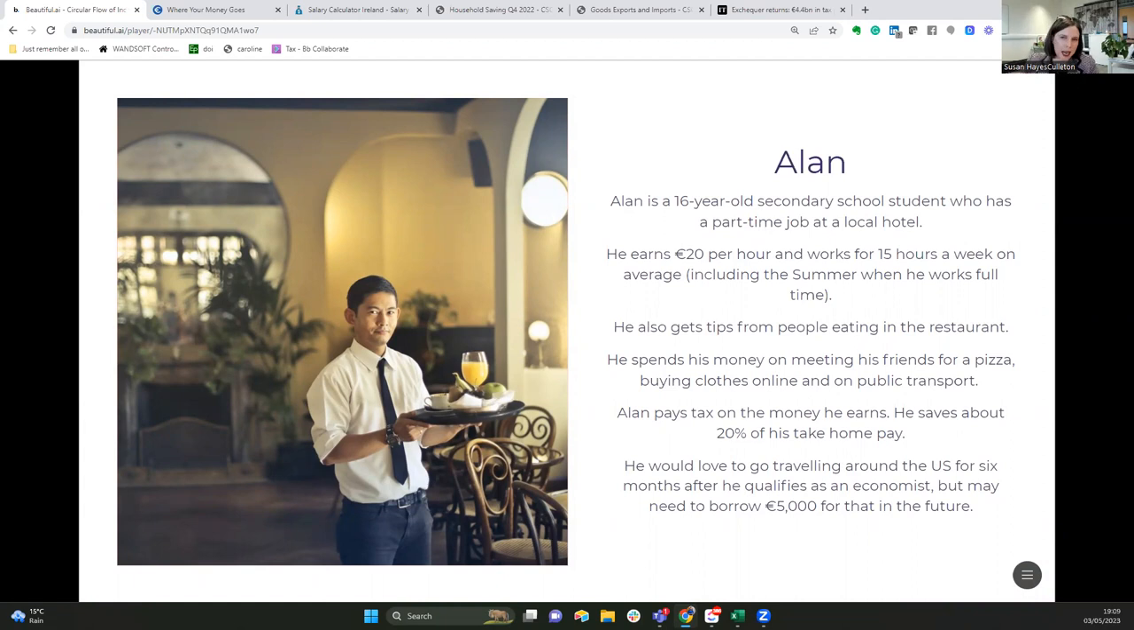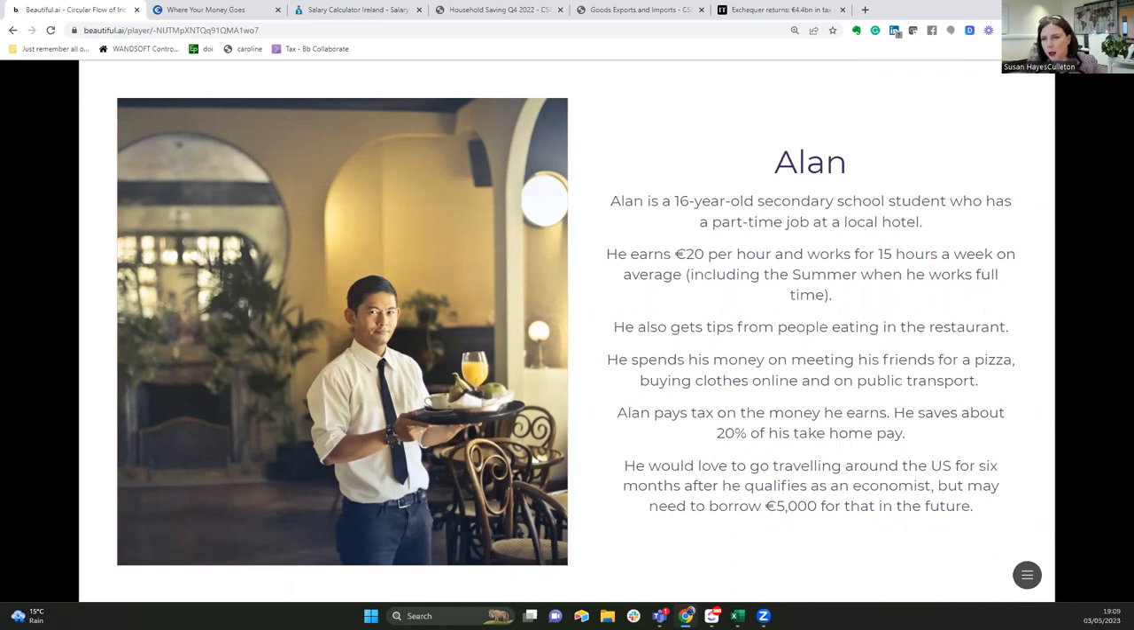So let's meet Alan. So Alan is a 16-year-old secondary school student who has a part-time job at a local hotel. He earns 20 euros an hour. So I've made sure that Alan is earning more than the minimum wage. And I've also made sure that because he's 16, he's also getting higher than the rate for younger workers, because there's a difference in the minimum wage depending on what age you are. So I've given him a good wage here.